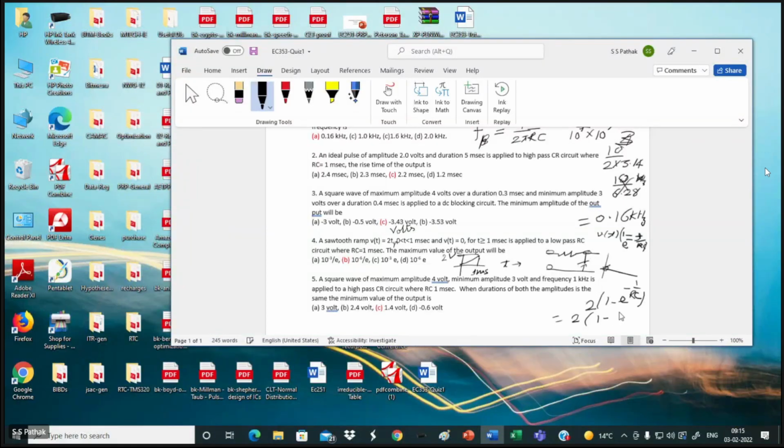1 minus, what is that? RC is your 1 millisecond. E to the power minus what? RC is 1 millisecond, so that is 10 to the power 3. So e to the power minus 10 to the power 3, like that. Okay, so what is the voltage? 1 minus something is coming out with 3 volt.